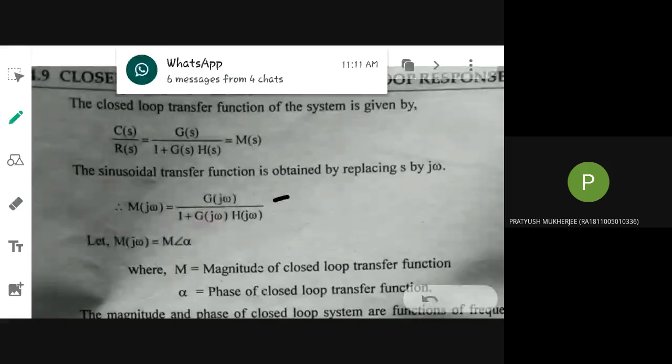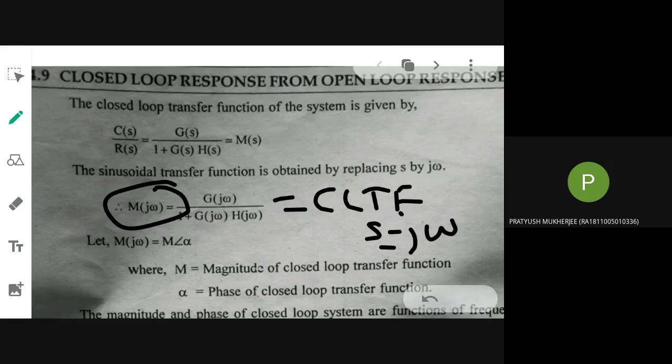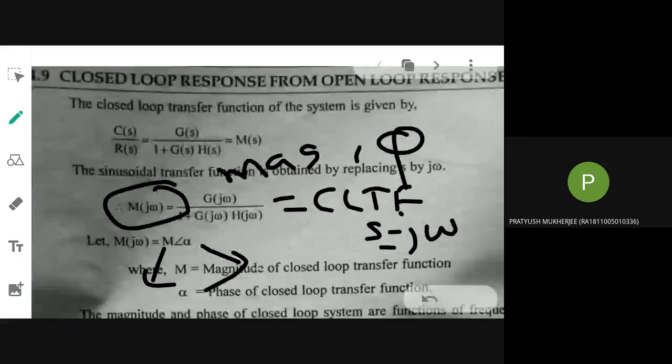Now assume this is your CLTF, after substituting S equal to j omega. As usual, you can split this into two parts, magnitude and phase angle. Then M will be representing what, and angle alpha is representing what? All is written on the slide. Can't you read and tell me quickly? What does M represent? M represents the magnitude of the closed loop transfer function. What about the angle alpha? The phase of the closed loop transfer function.